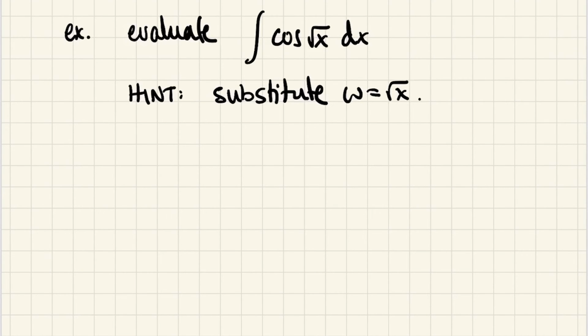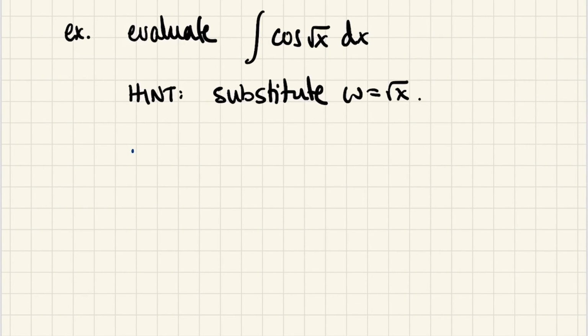Okay, let's give this one a shot. This one comes with a little hint. Substitute w equals rad x. So, okay, a w substitution, that's the same as a u substitution, but it saves the letter u for later in case we need it for integration by parts.